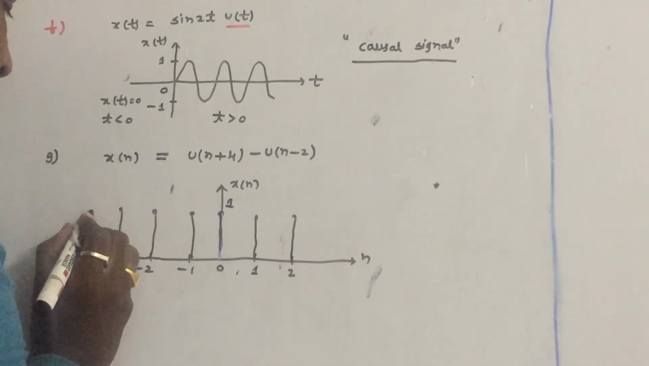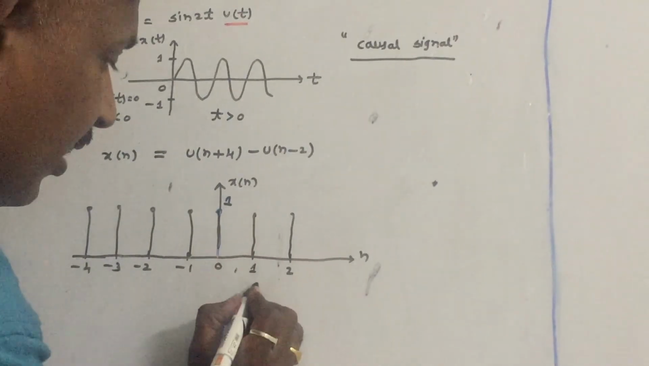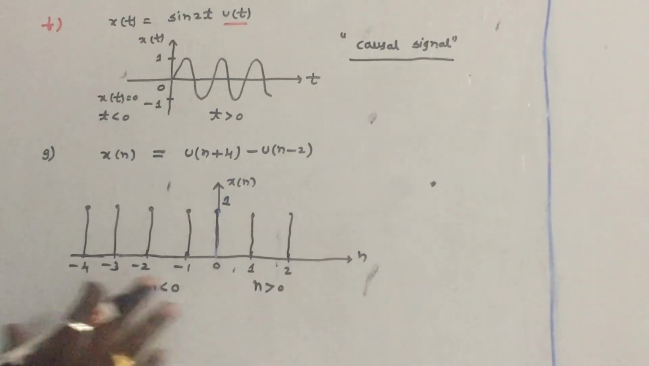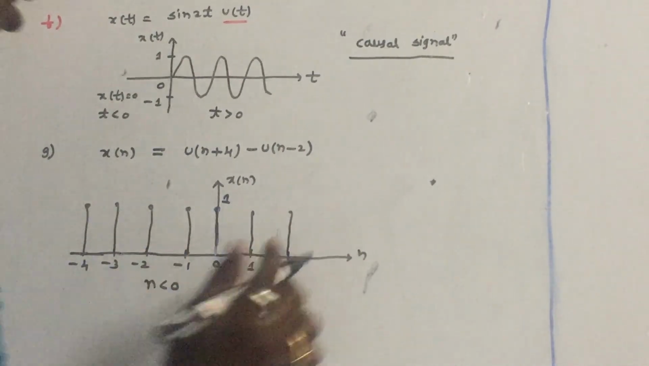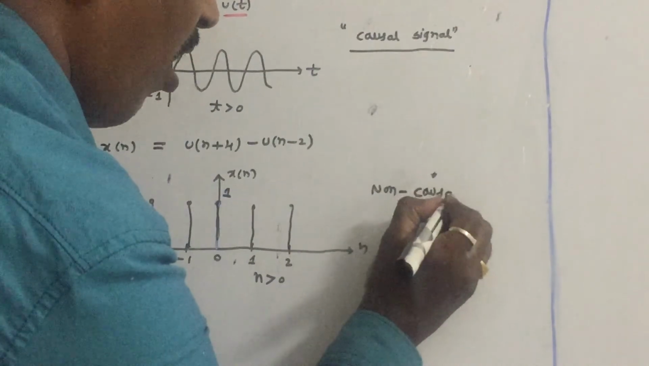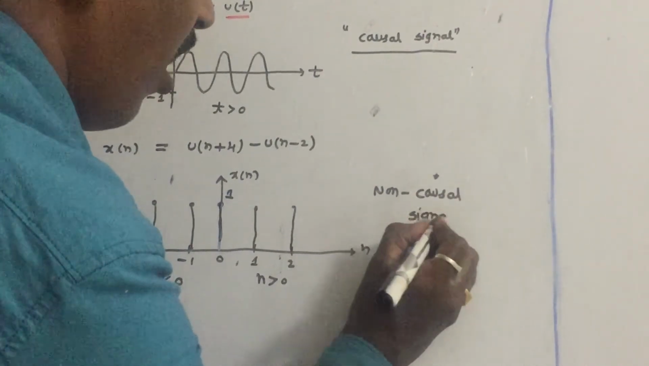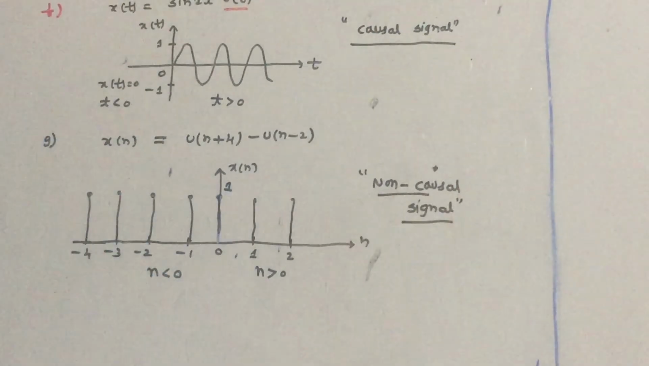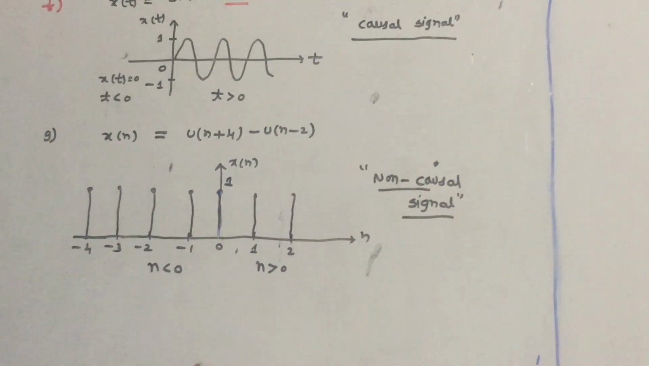So you can identify which kind of signal this is. The signal exists for n greater than 0 and n less than 0. On both sides of n is equal to 0, the signal exists. So therefore, what is the nature of signal? It is non-causal signal or anti-causal signal. You can call it as an anti-causal signal also.